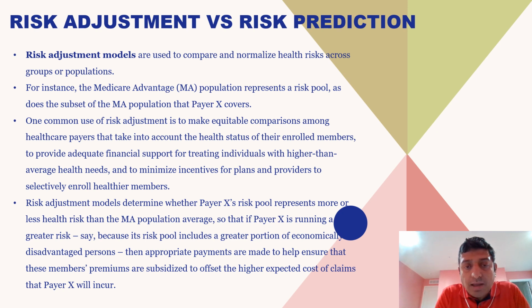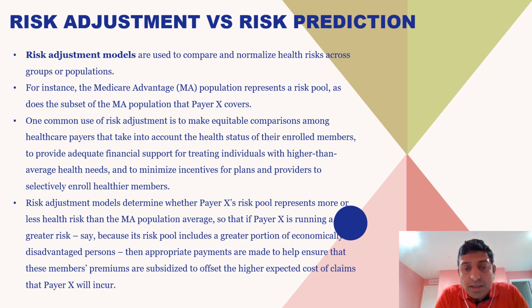For instance, the Medicare Advantage (MA) population represents a risk pool, as does the subset of the MA population that Payer X covers. One common use of risk adjustment is to make equitable comparisons among healthcare payers that take into account the health status of their enrolled members, to provide adequate financial support for treating individuals with higher than average health needs and to minimize incentive for plans and providers to selectively enroll healthier members.